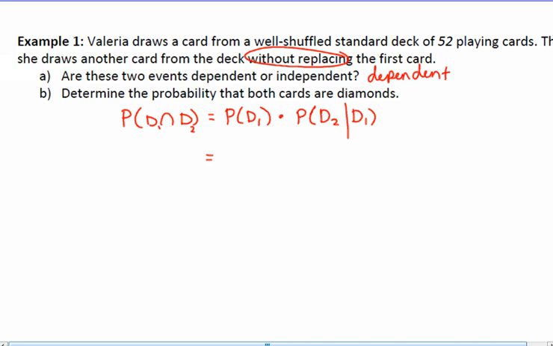Just trying to get us used to the formula so that you're used to it. Okay, what's the probability you pick a diamond? 13 out of 52. What's the probability of picking another diamond given that you already pulled one out and did not replace it? 12 out of 51. Somebody multiply these, please.